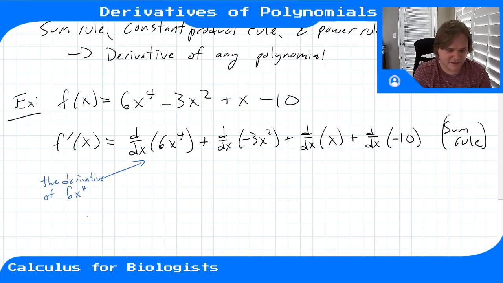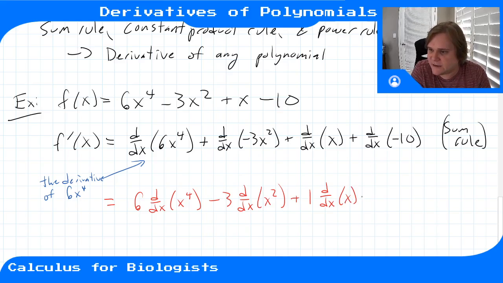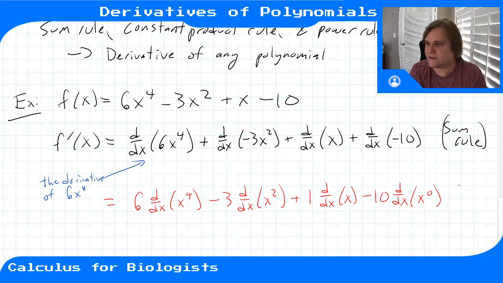Then by the constant product rule, I can pull these factors out. So let's pull out the 6, d/dx of x to the fourth, minus 3, derivative of x squared, plus 1, derivative of x, and here I'll pull out a minus 10, and then this will be derivative of x to the 0. So x to the 0 is 1. So this is the constant product rule. I'm pulling out all those constants.